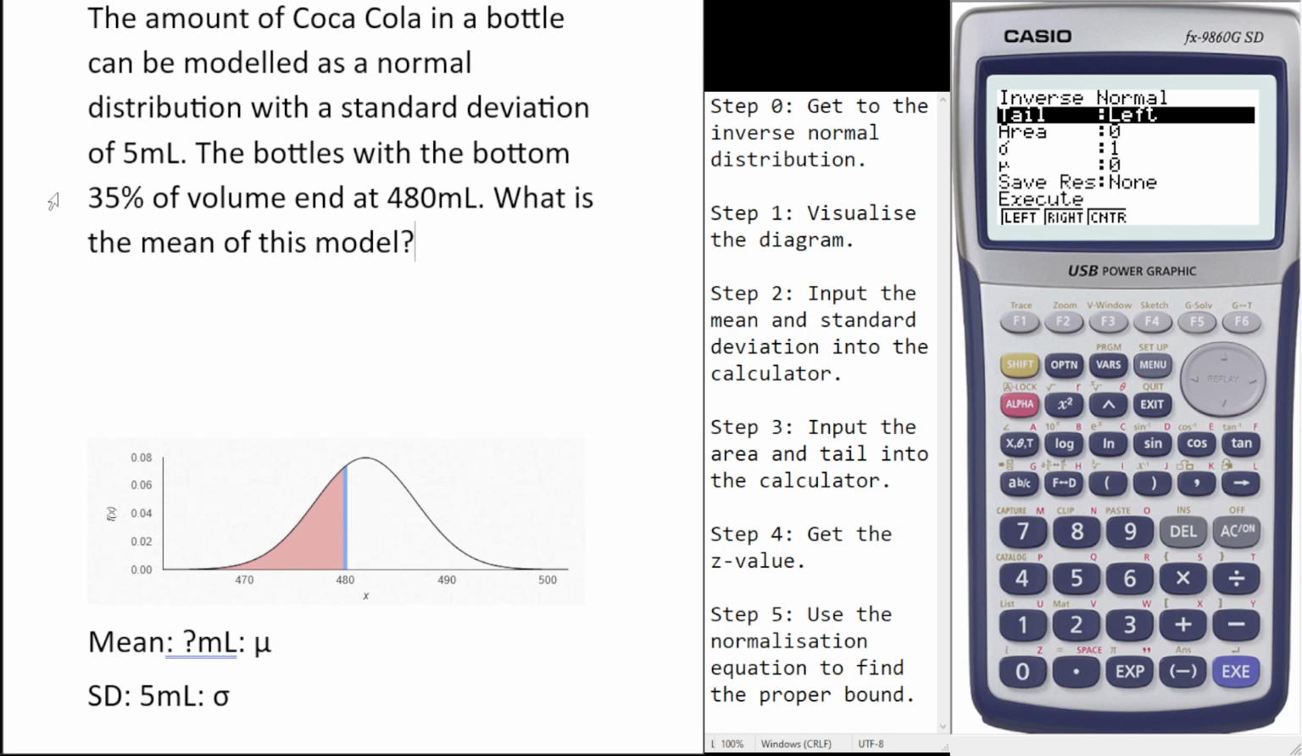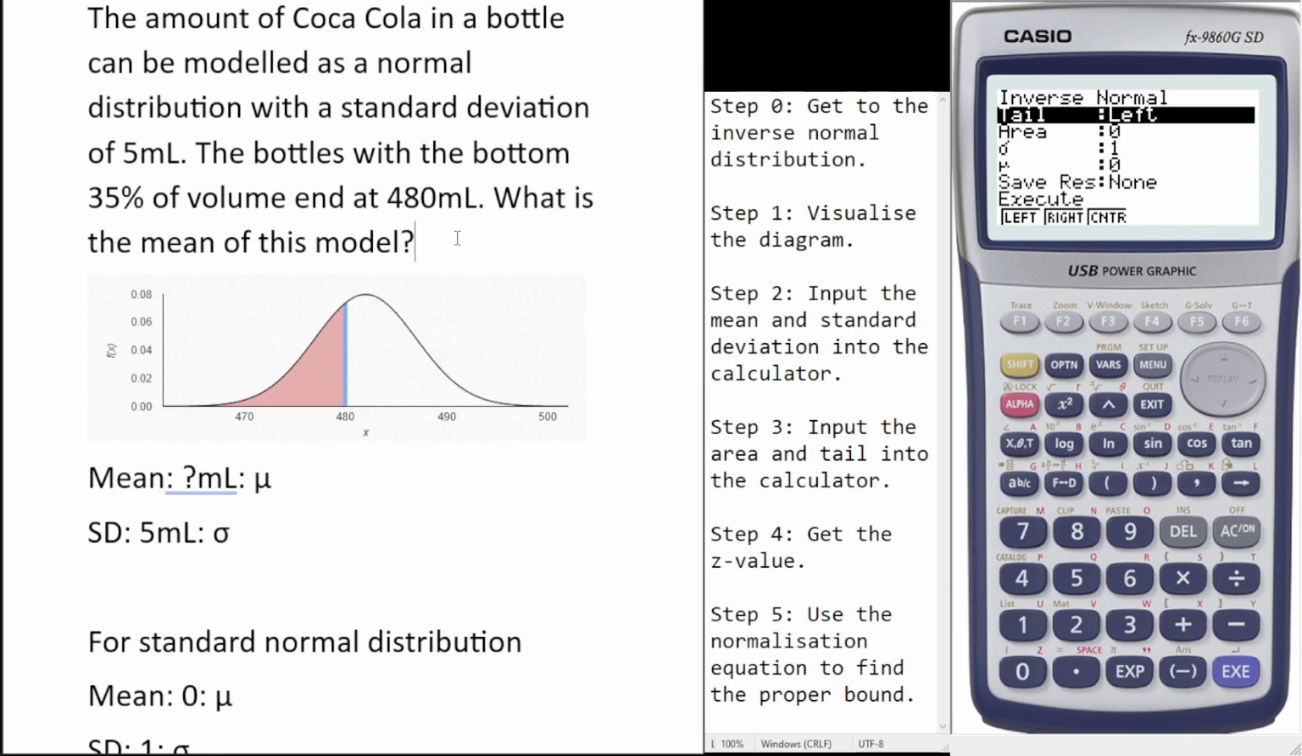And also we know the standard deviation is 5 ml. So we're trying to find what this mu is here, right? So what we're going to do is, again, we need to look at the standard normal distribution to find out what the z value should be, and then we'll work backwards and find the appropriate number. And we move this up as so.